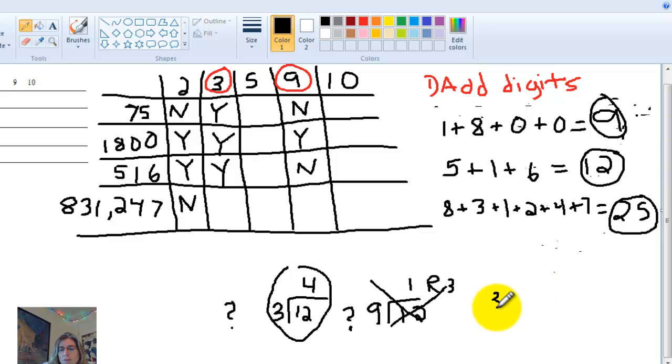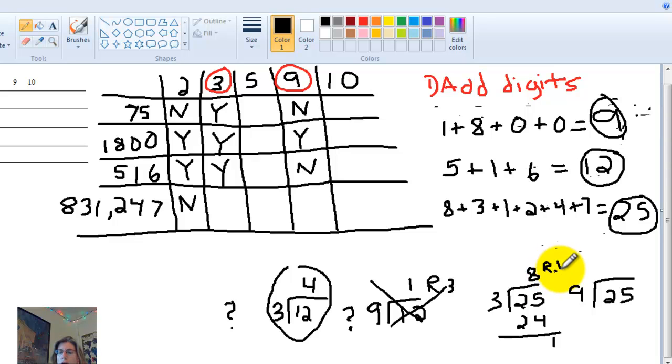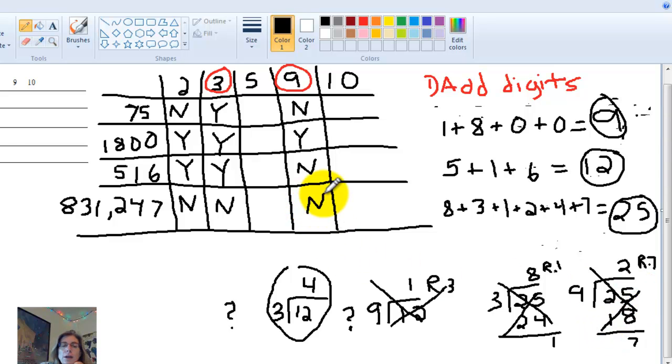So we're asking, does 3 go into 25? It's just a way of making this big number more manageable by adding those digits and deciding if it works with these rules. So no, it's not divisible by 3. Does 9 go into 25? No, it's not divisible by 9. Okay, so we've made quite a few decisions here.